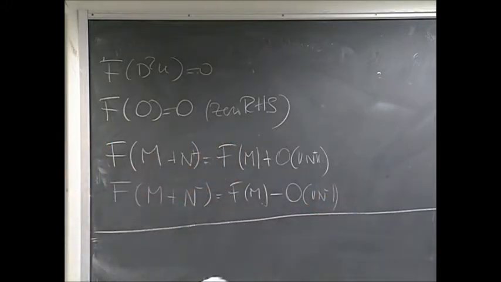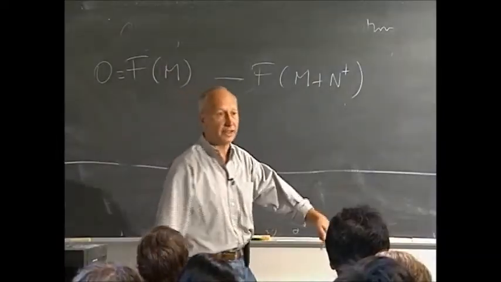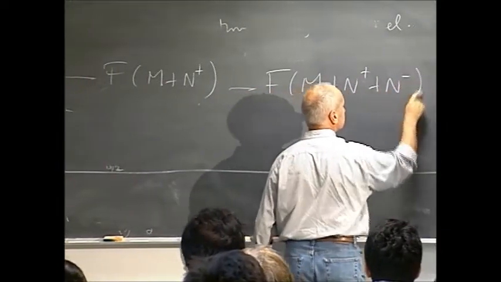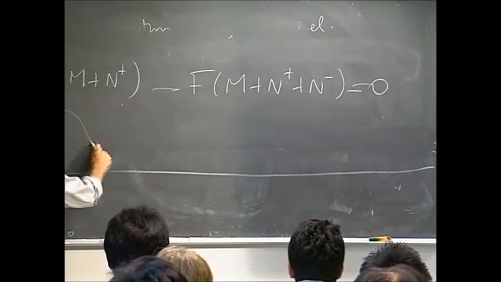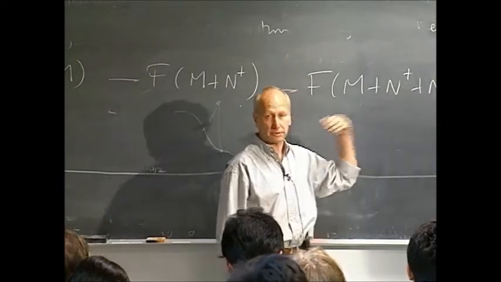So an important observation I want to make, a trivial but important one for our theorem, is that if you are on the surface F of M equal to zero, and you add a positive matrix, F becomes positive, and you want to go back to the surface with a negative matrix. These two have to be comparable, okay?